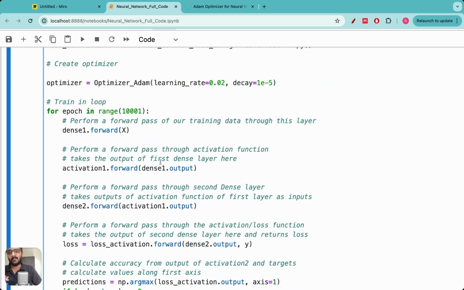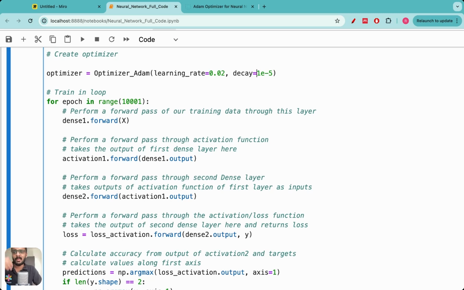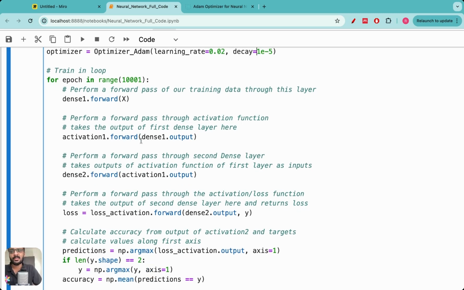And then we'll be running the forward pass and the backward pass. We'll be running 10,000 iterations of the forward pass, and we'll be running 10,000 iterations of the backward pass. So first we call dense one dot forward. This creates the output of the first layer. We pass that output as an input to the ReLU. So then this function leads to the output of the ReLU.